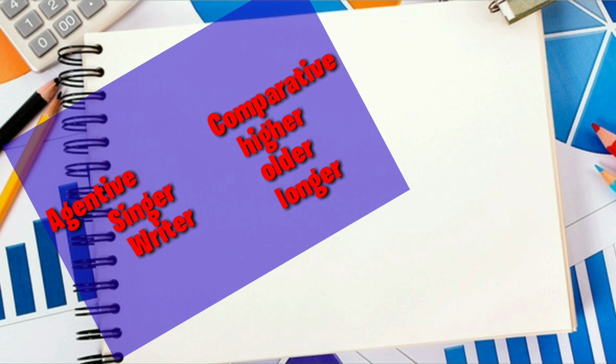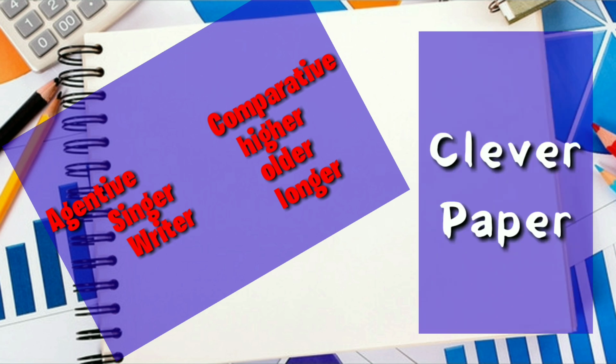And then writer, it means the person who writes. But comparative is about comparison. Higher, older, longer, so it means more than, about comparison. But you can see the words clever and paper don't fall under principle 1, because clever and paper don't have the meaning of agentive or comparative.